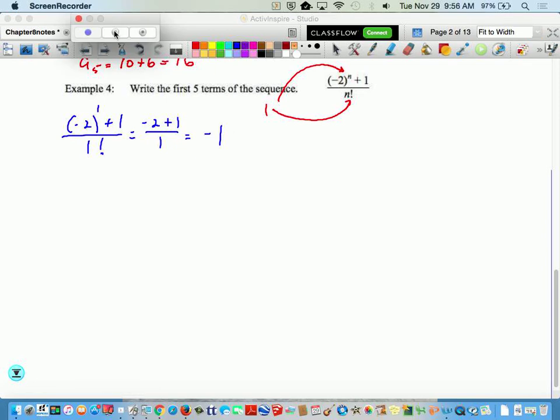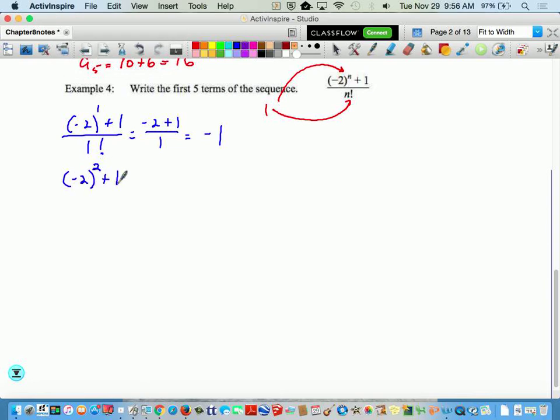So now when I go to do the second term, I can put negative 2, raise it to the second power, plus 1 all over 2 factorial. Now the negative 2 becomes positive. So negative 2 squared becomes positive this time, plus 1 all over 2 factorial, remember, is 2 times 1, so that's 2. So 4 plus 1 is 5 over 2.